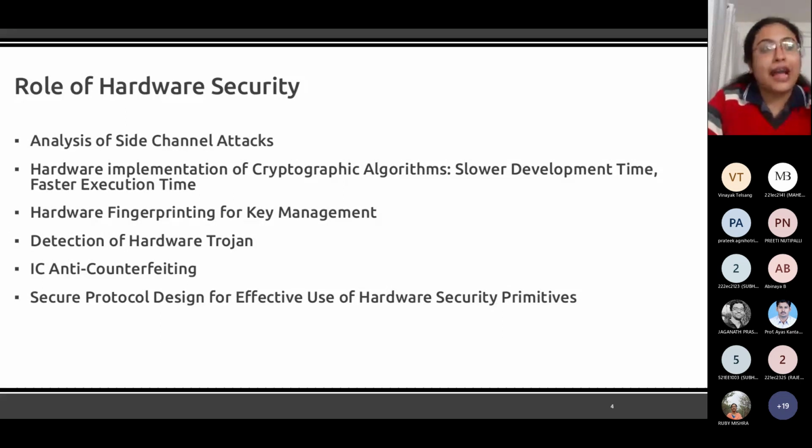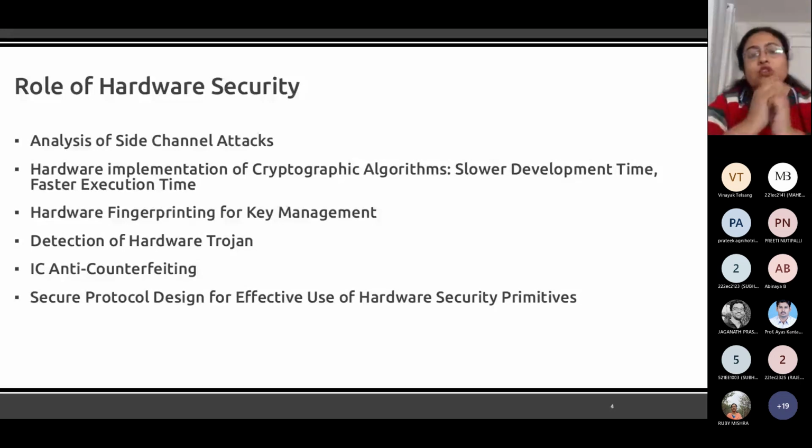Okay, so adding counterfeit ICs is a huge issue in the supply chain, and there is a group in hardware security who only work on how to identify counterfeit ICs in a device.